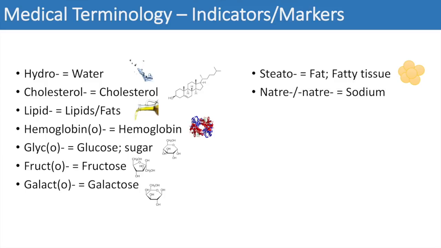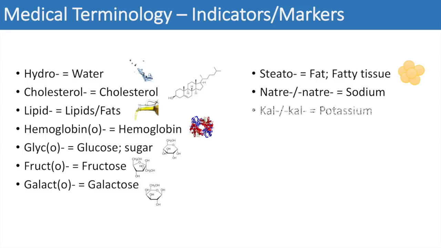Another one is natri or nater, which means sodium. So this is a very important one that we would commonly look at when we look at electrolyte levels. So you can think of hypernatremia, where there's too high of a concentration of sodium in the blood, or hyponatremia. These are very, very critical conditions that we must understand, and this is a very important one to remember.